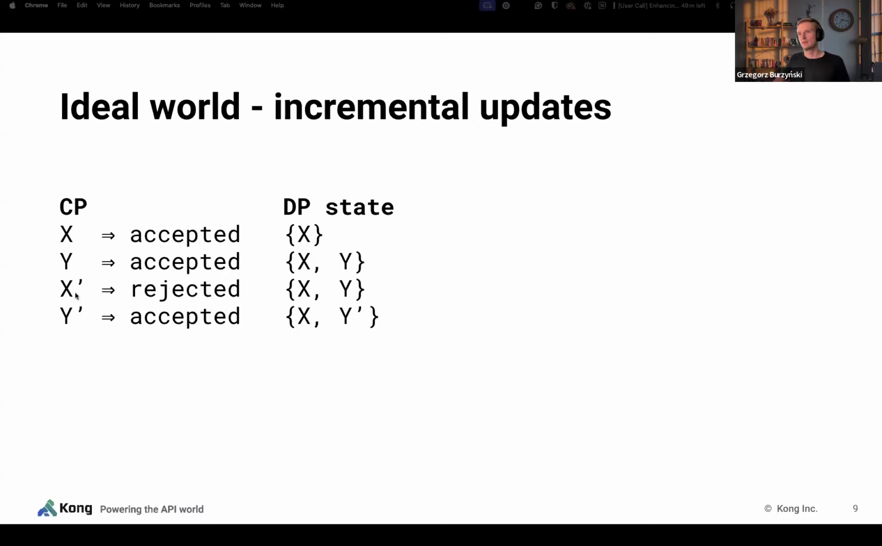When we break X, making it X prime, it gets rejected, but it's rejected on its own. It wasn't sent together with any other piece of configuration. So our DP still remains in XY state. If we want to change Y to Y prime, it gets accepted because it's not sent with anything bundled together with it. So DP gets into a state which is X and Y prime. And this is something that Alice would like to see.